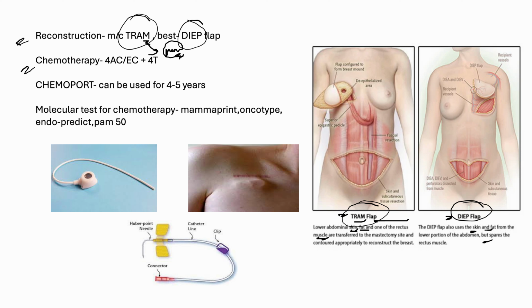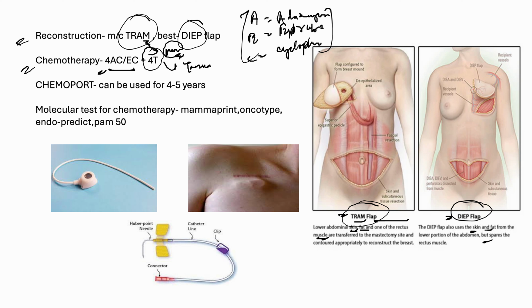Chemotherapy, what are the chemotherapeutic agents that we give now? It is the 4 AC, EC with 4 T. What does A stand for? Adriamycin. E for epirubicin. And C for cyclophosphamide. So you can give 4 cycles of AC or EC with 4 T. T is the taxane group.